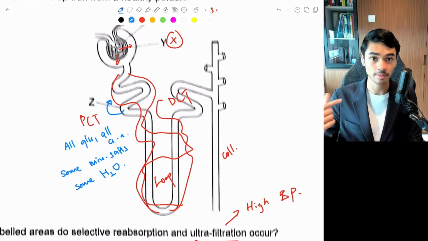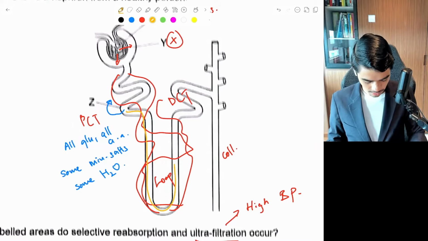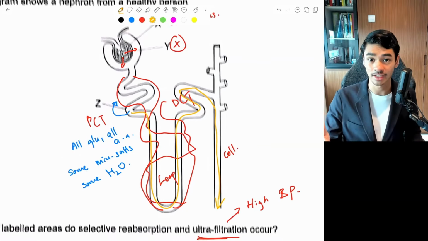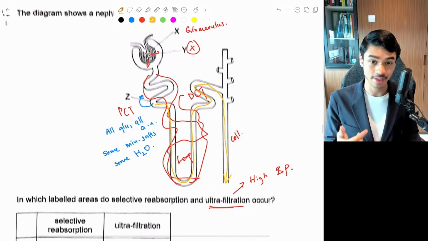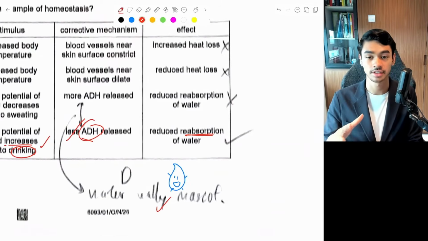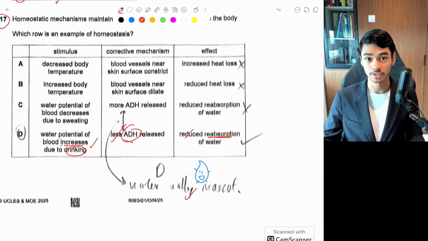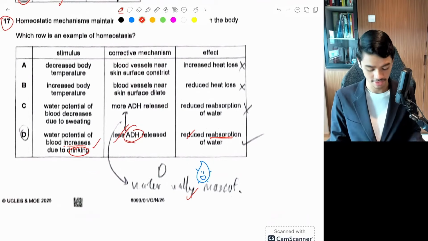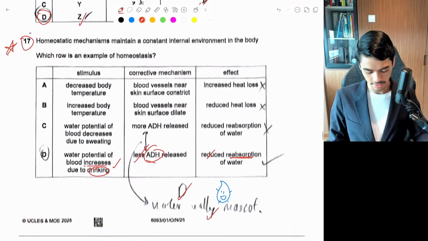So if it doesn't go back, what will happen? When it passes through all the way, it will go down eventually to the bladder and then pass out. When we reabsorb less, what does that mean? We are letting more water be lost in the urine. So that is true, right? Because we have too much water now. We don't want to take back all the water. We just let it be lost in the urine. So D is correct.